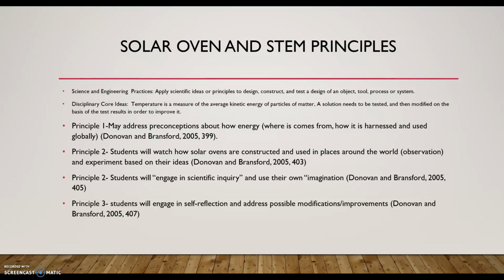Here is how the solar oven relates to the STEM principles. It would address preconceptions about energy. For Principle 2, students will watch how solar ovens are constructed and used in places around the world and experiment based on their ideas. Students will also engage in inquiry and use their own imagination, and students will engage in self-reflection and address possible modifications and improvements. And up at the top are just some of the Next Generation Science Standards that they will meet.